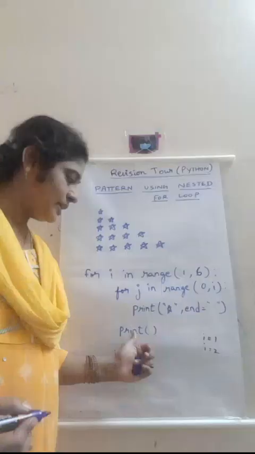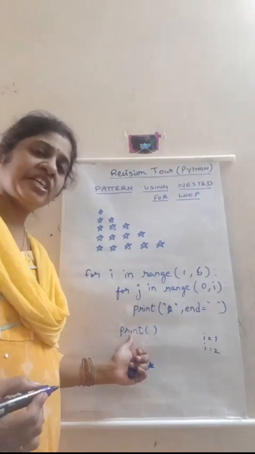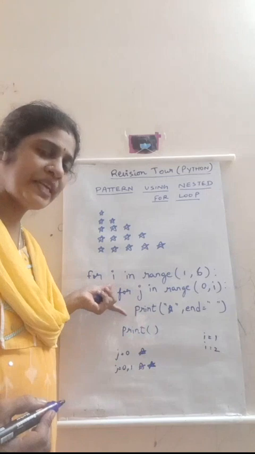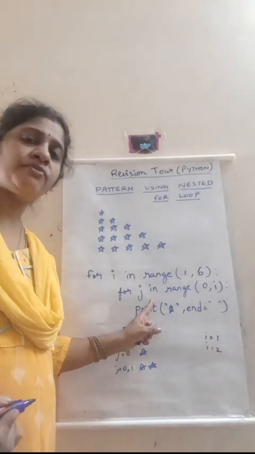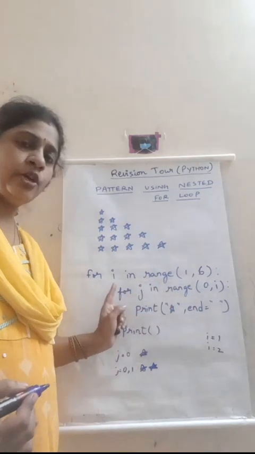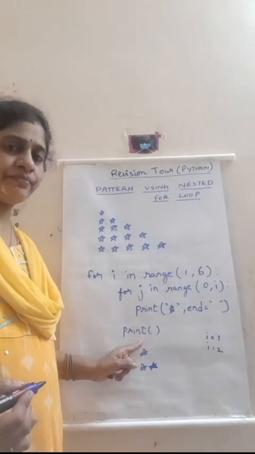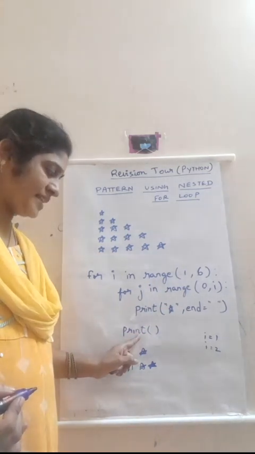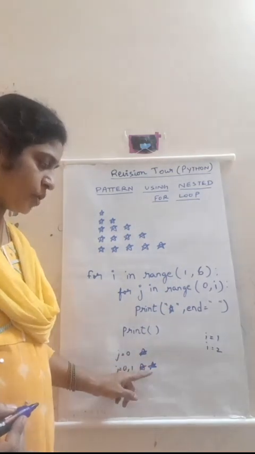And you have to write here print. This is outside this loop. You have to notice that this print is not part of this internal loop. It is part of this external loop. After running the internal loop, you have to go to next line. Explicitly, you have to go to next line by writing the print statement. Then it will go to the next line.